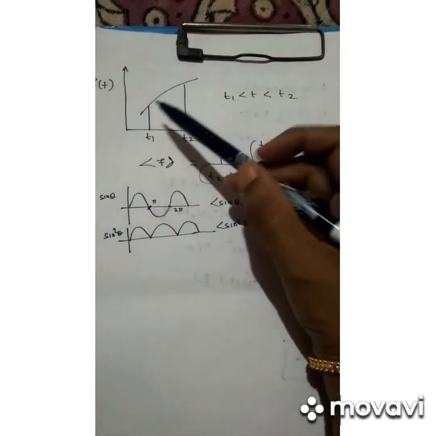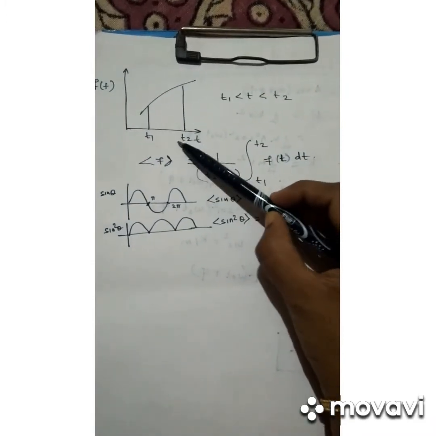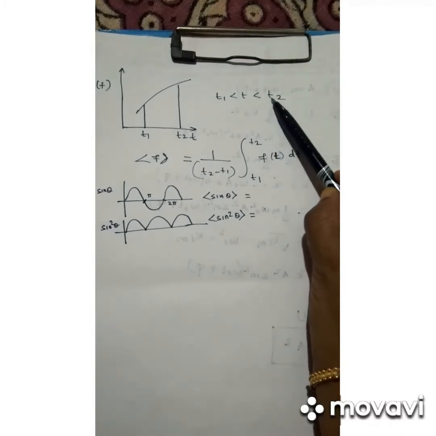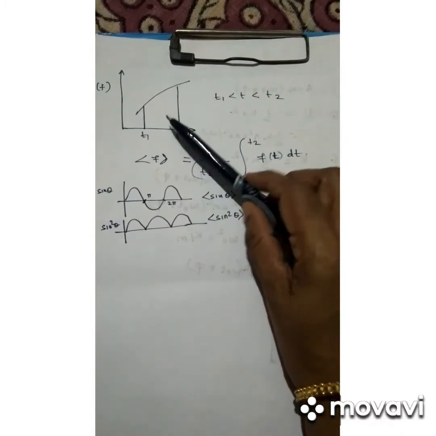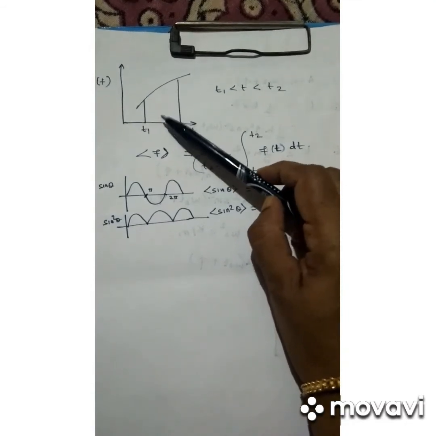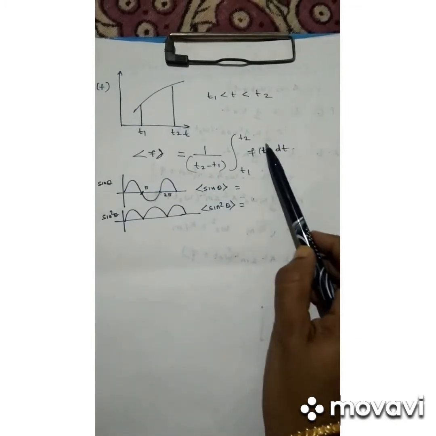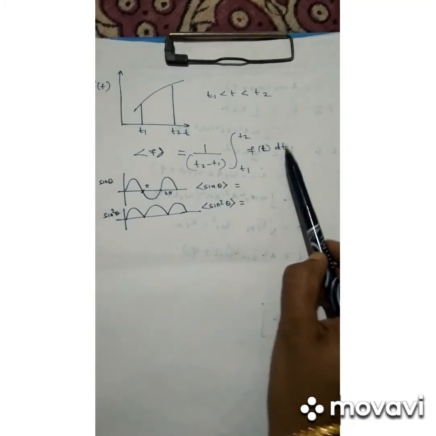Let us consider the time average of a function f of t in between the points t1 and t2, where t1 is less than t, which is less than t2. So what will be the time average of the function? Technically it will be the area under the curve between t1 and t2, and mathematically it will be written as f average equal to 1 over (t2 minus t1) times the integral from t1 to t2.